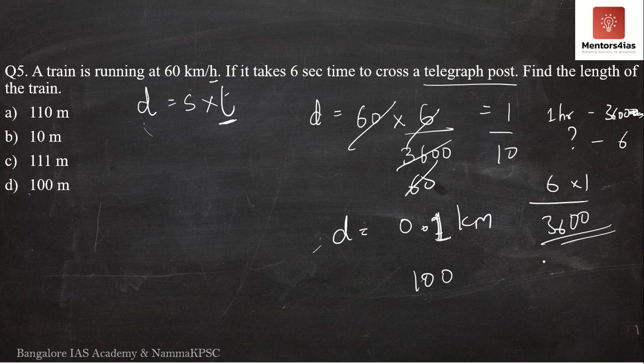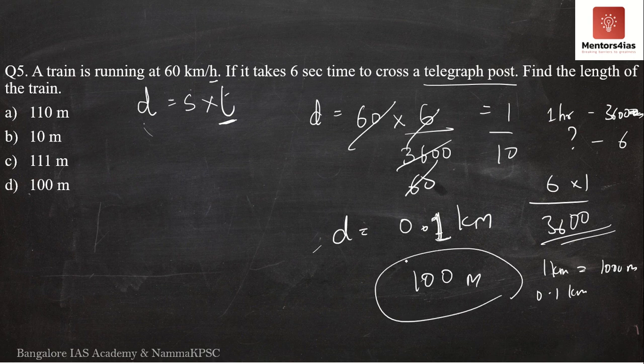See here, 1 kilometer is 1000 meters. Therefore, 0.1 kilometer is how much? Nothing but 0.1 into 1000. It is 100 meters. Therefore, distance is 100 meters. If distance is 100 meters, it means length of the train is equal to 100 meters.